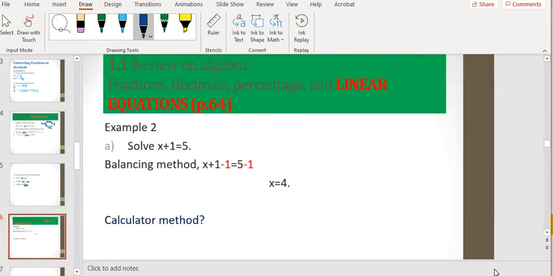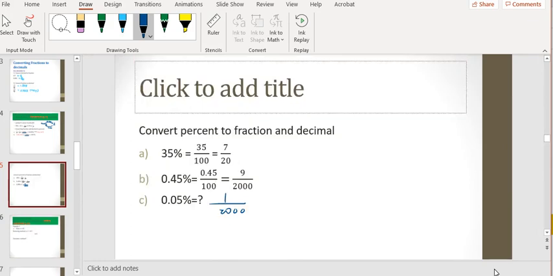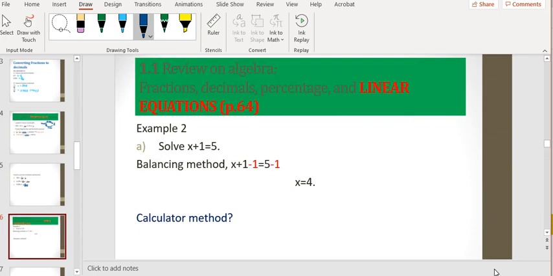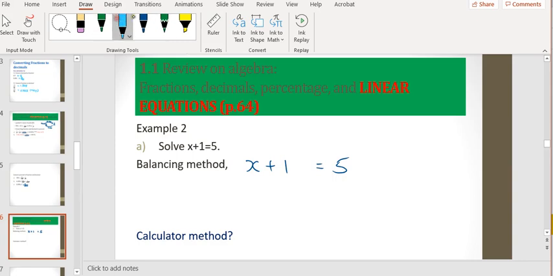For linear equation, first of all, you need to have your balancing method. How? This is x plus 1 equal to 5. To get the balancing method, you need to minus 1, because your intention is to eliminate. So your answer, x equal to 4.